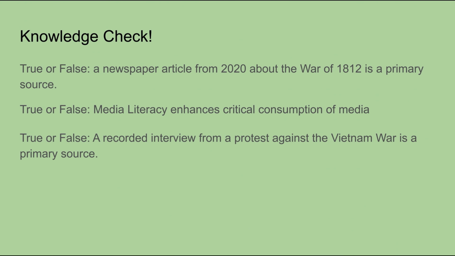So this is going to be your very quick knowledge check. We're just going to go through some true or false questions. A newspaper article from 2020 about the War of 1812 is a primary source. I'll give you a few seconds to think. This would be false because this would be a secondary source. This would not be a primary source. If it was a newspaper article contemporary with the War of 1812, then it might be considered a primary source.